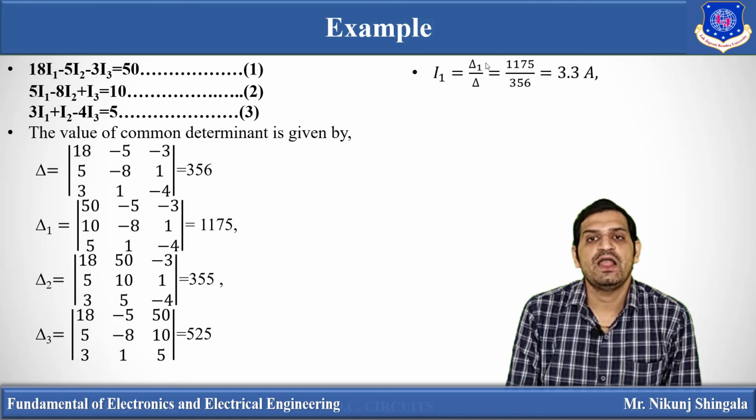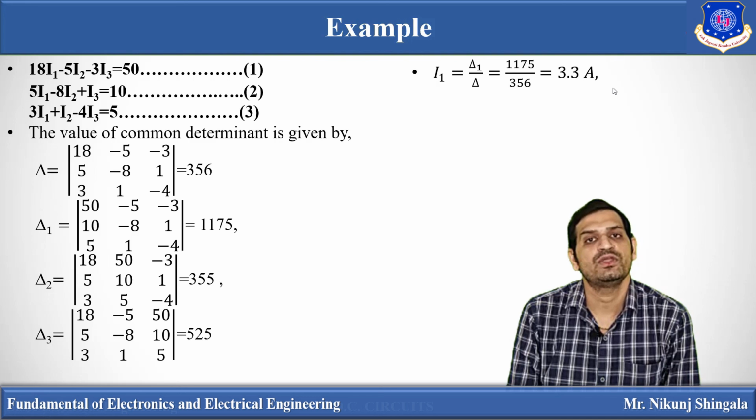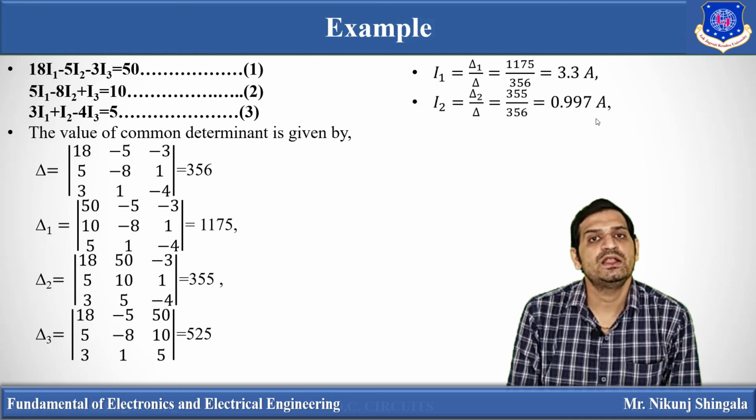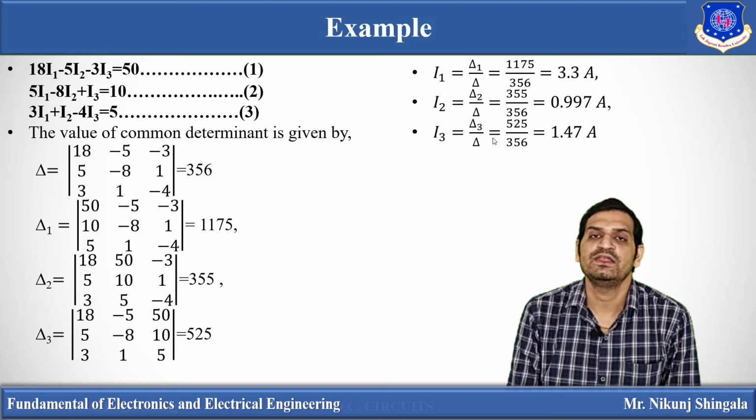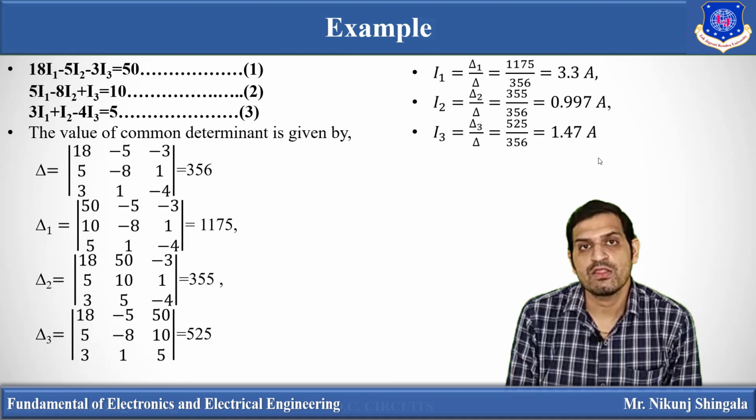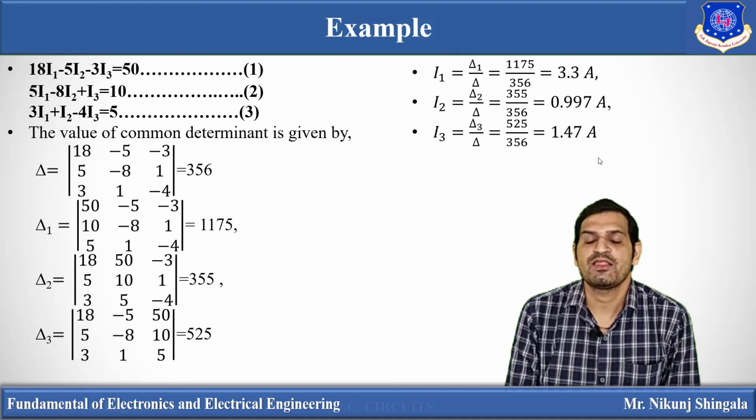Now, I1 is equal to delta 1 by delta, as we have already seen. Putting the value of delta 1, 1175, divided by the common determinant, 356, we get 3.3 ampere. I2 is equal to delta 2 by delta, so we get I2 equal to 0.997 ampere. And I3 is equal to delta 3 by delta, putting the values of delta 3 and delta, we get 1.47 ampere. So this is how we can solve the given network using mesh analysis.